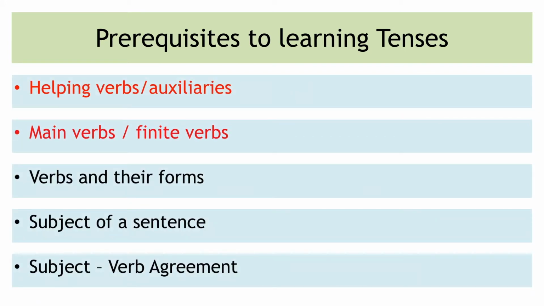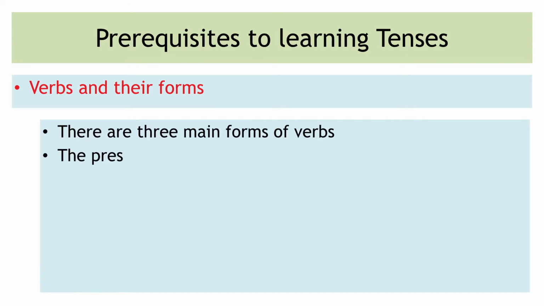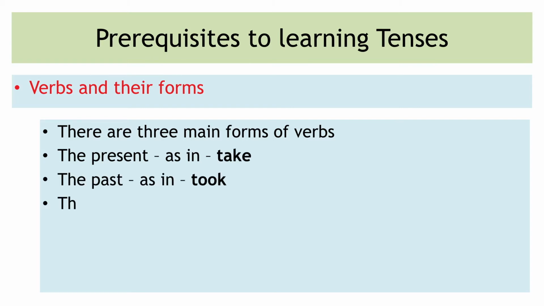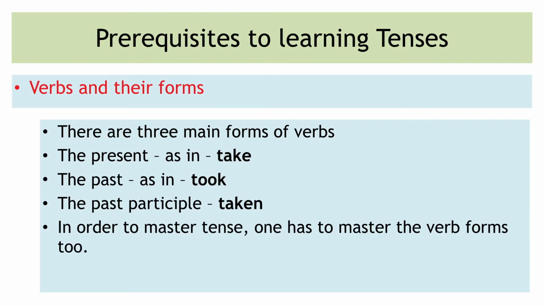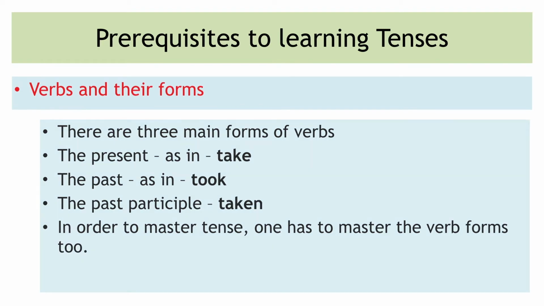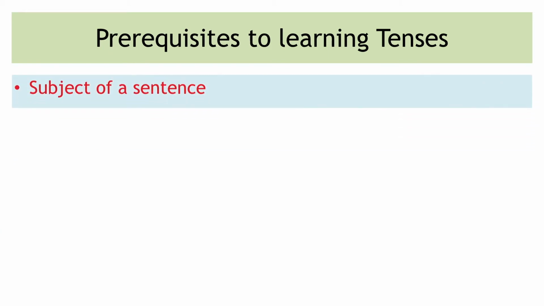Now let us go to verbs and their forms. There are three main forms of verbs: the present, as in take, the past, as in took, and the past participle, as in taken. Now, in order to master tenses, one has to master the verb forms too. So, after we have completed verbs and their forms, let us understand the subject of a sentence.